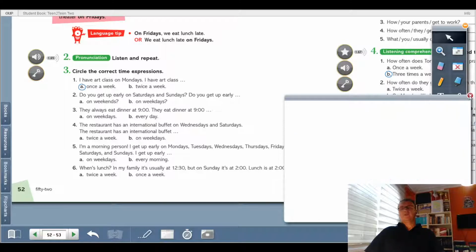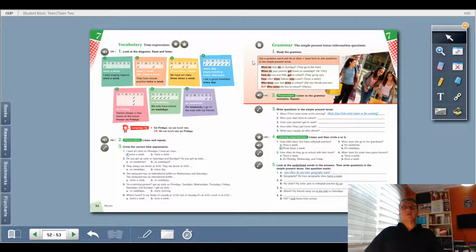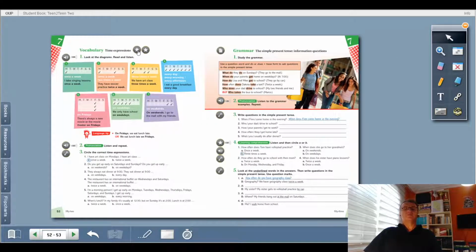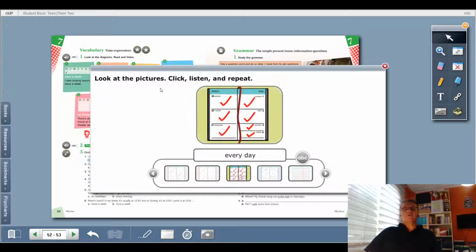We have finished this activity, and we can go back to the other page. There is grammar. But before that, we have some kind of activity. Let's look at the activity. Look at the pictures. Click, listen, and repeat.